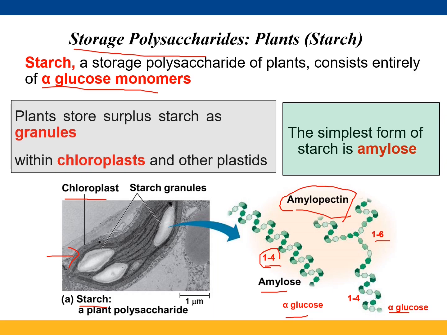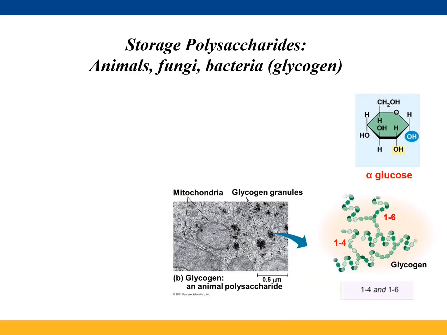One is between the carbon 1 and 4 and the other one is between the carbon 1 and 6. Okay, now let's talk about another starch polysaccharide. And this starch polysaccharide is located in animals, fungi, and bacteria. And the name is glycogen. And glycogen, the monomer is the alpha glucose.